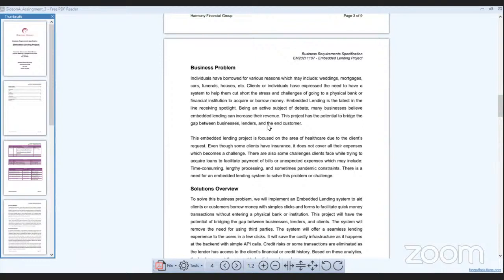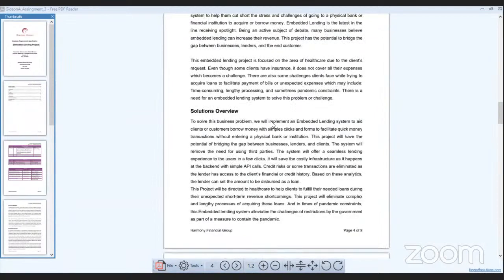If the process of acquiring your loans is very long and lengthy, some people will just give up. They don't really have time to do it. They don't want the stress. So if it's easy for them, you get more people to sign on or even get to your business. And this can increase your revenue. This project has the potential to bridge the gap between businesses, lenders, and the end customer.